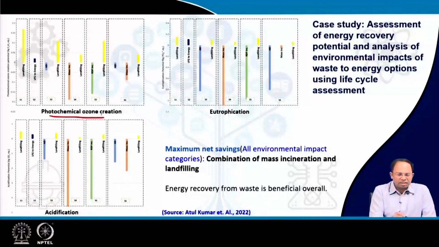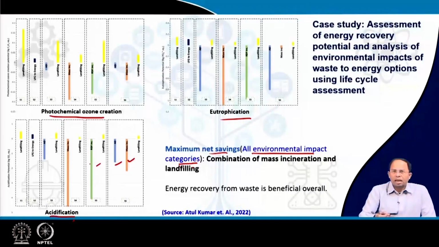Similarly, the analysis was done for photochemical ozone creation. These are all harmful effects. Eutrophication is also a harmful effect. Acidification. So these have all been compared, and it was found that the maximum net savings, considering all environmental impact categories, which is the best option, because these are all savings that are happening, right? So the combination of mass incineration and landfilling is the best option to choose from. So that means if I use mass incineration and landfilling, then as per LCA, it gives the best waste to energy option.